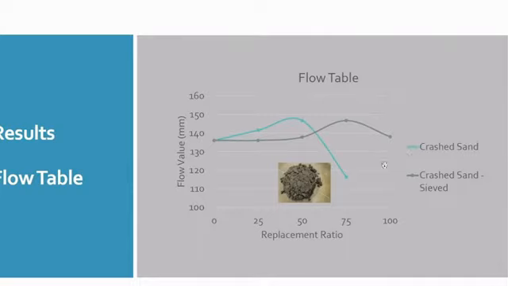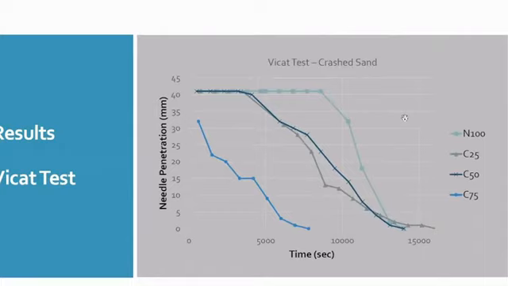When we used sieved sand, the workability of the mixture was very similar to the reference one, and even improved a little bit, and we got a very good workability even at 100% replacement. So this is the result we got from the Vicat test.